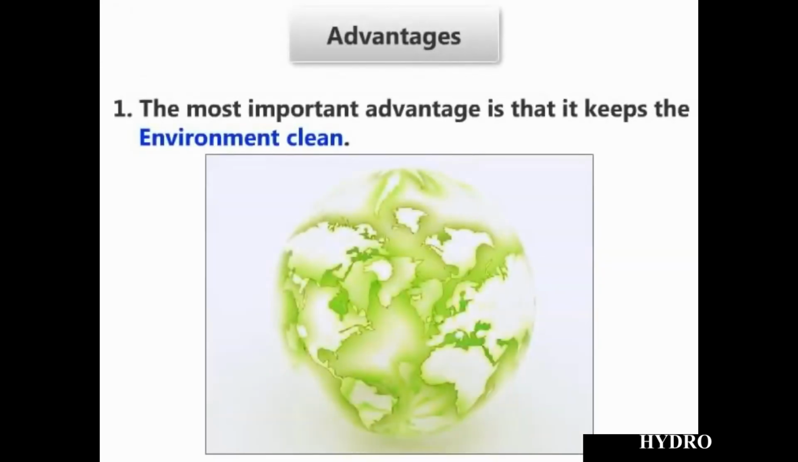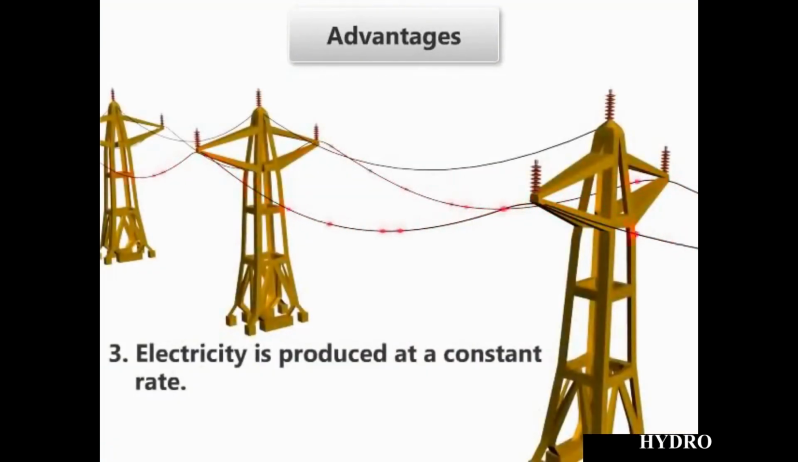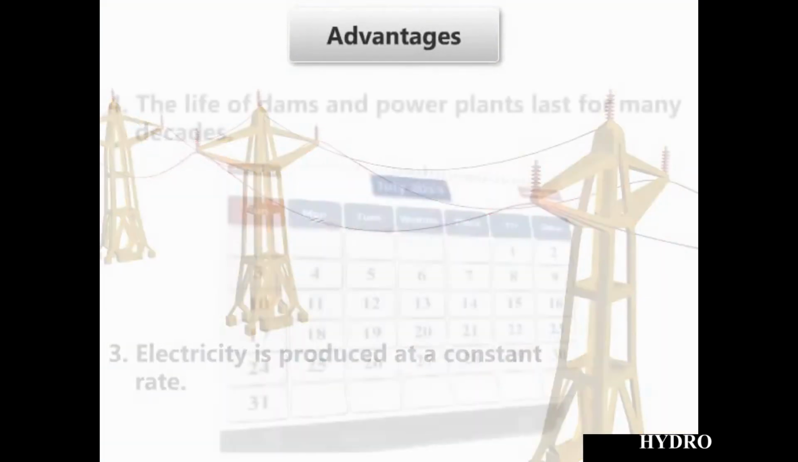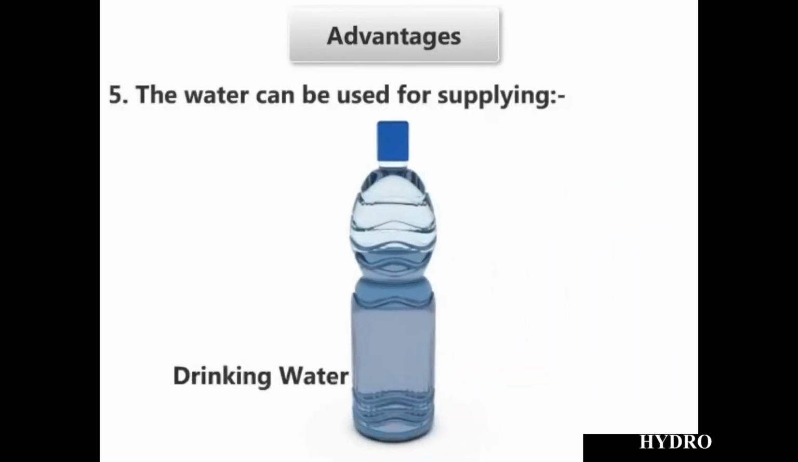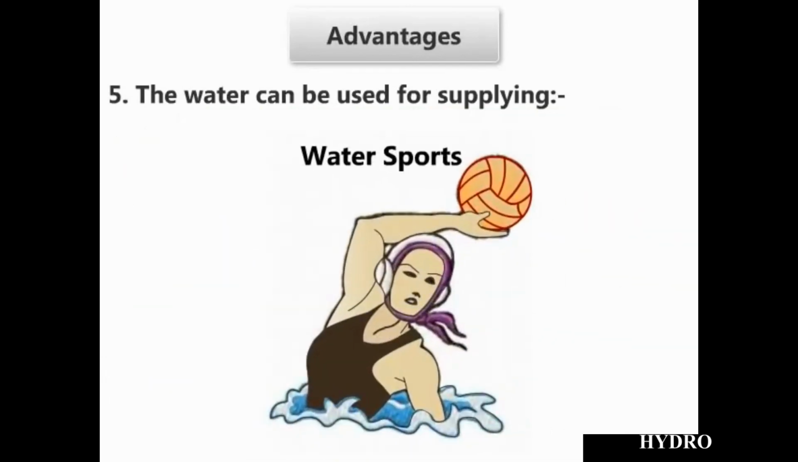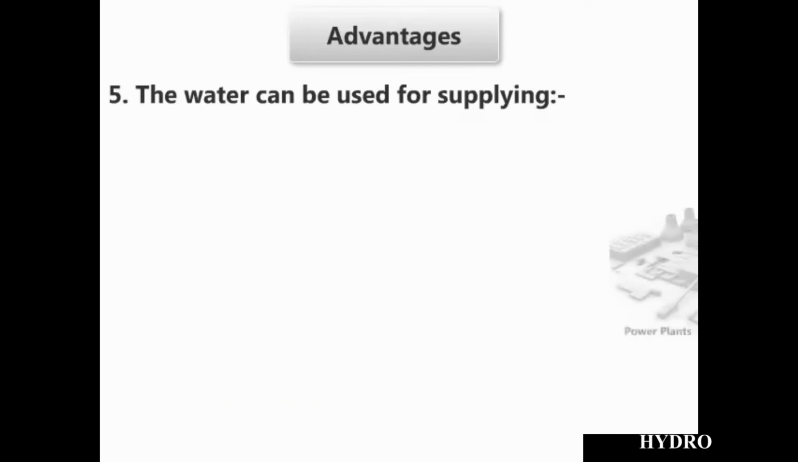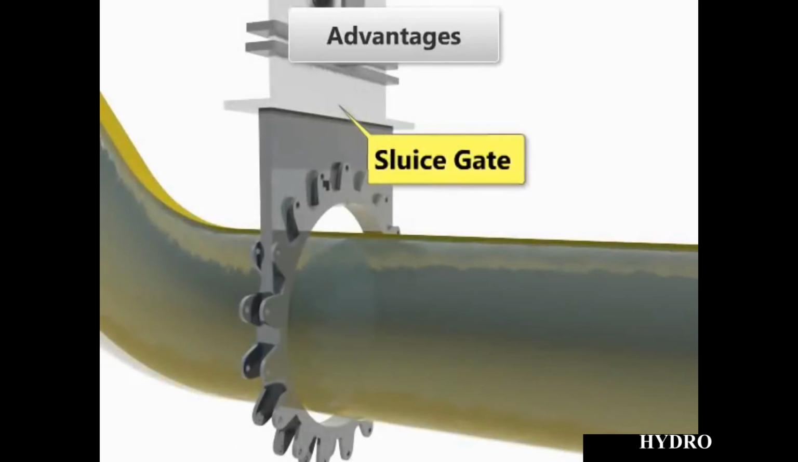Advantages and disadvantages of hydroelectric power plant. The most important advantage is that it keeps the environment clean. Hydro energy can be stored in high-level reservoirs and used whenever necessary. Electricity is produced at a constant rate. The life of dams and power plants lasts for many decades. The water can be used for supplying drinking water, irrigation, water sports, industries, power plants, etc.